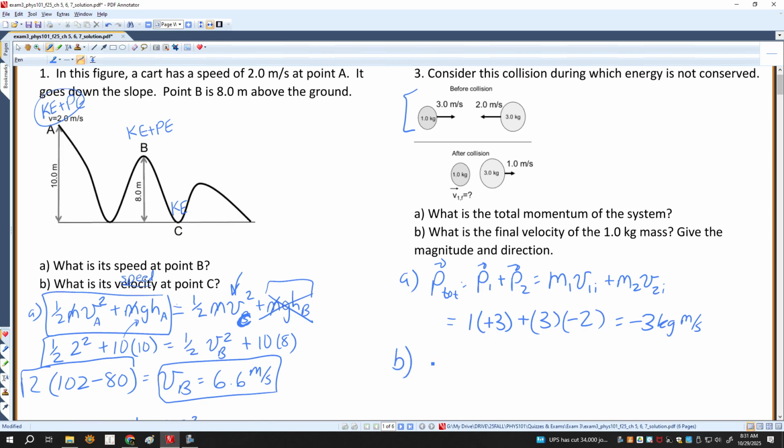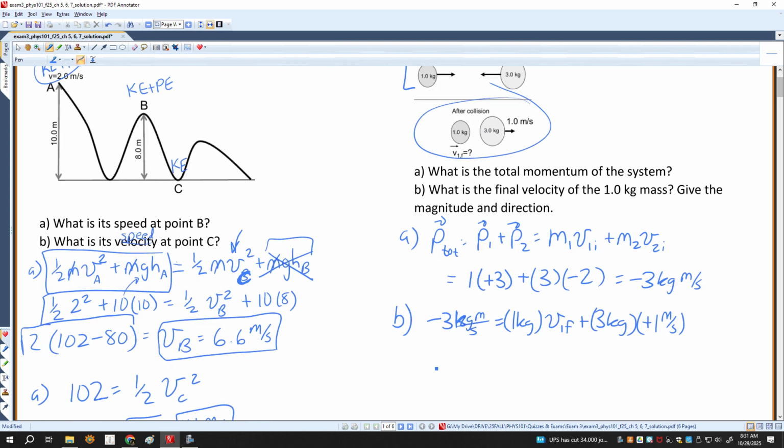So I'm going to set that total momentum, that negative 3 kilogram meters per second, equal to the momentum here. That's going to be 1 kilogram times V1F plus 3 kilograms times the final speed, which is plus 1 meter per second. And then I solve that for V1F. What is that? Negative 6 meters per second. That means it's going to be going 6 meters per second to the left.